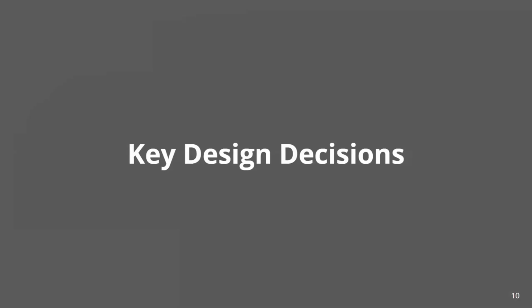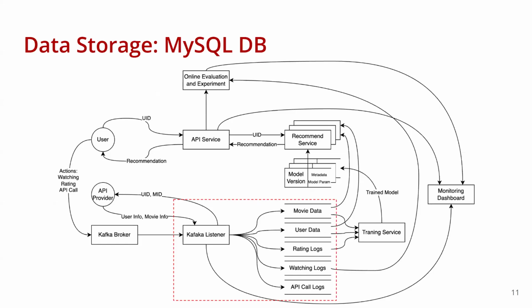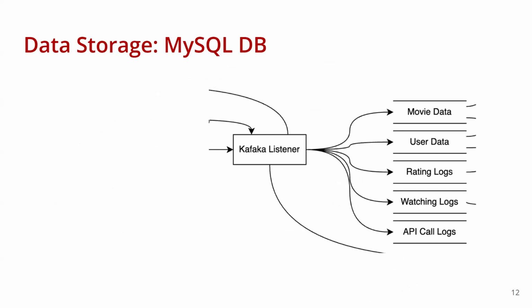So the second part, we're going to go through two key design decisions. The first one is we adopt a MySQL database to do all the data storage, to store the movie and user data and all the logs, instead of listening to everything from the Kafka listener. So this choice has three main advantages. The first one is efficiency, because we only have to pre-process every data entry once.